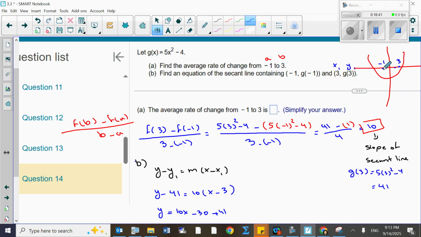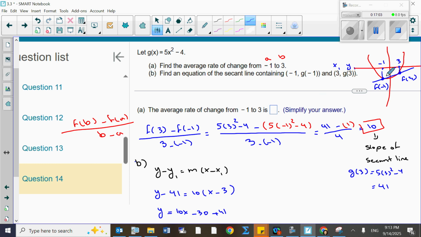So average rate of change from -1 to 3, basically the question is asking me, what is the slope of the line that is passing through these 2 points? What are these 2 points? These are f of 3 and f of -1.